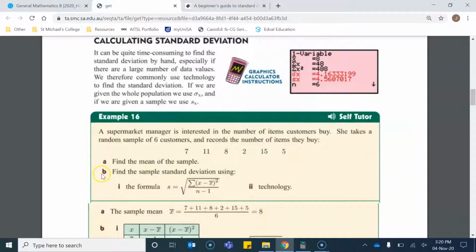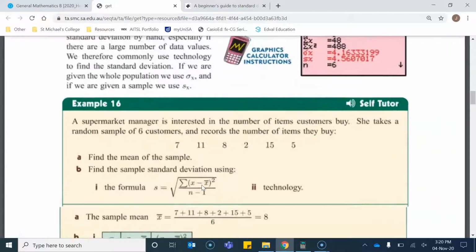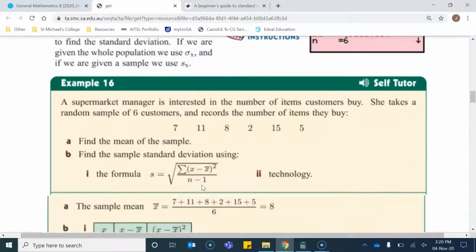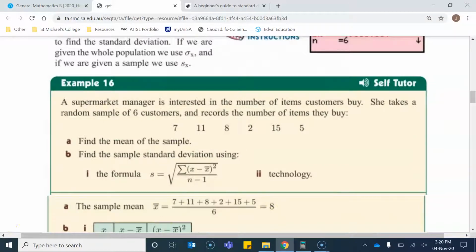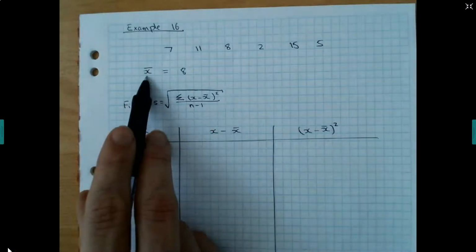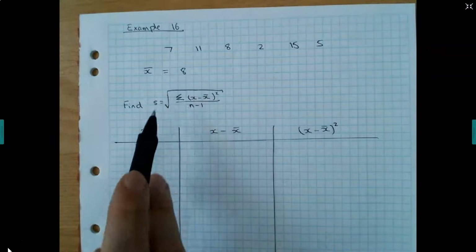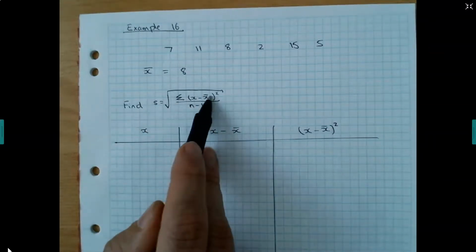This is the new part, to find the sample standard deviation using this formula. So again, this looks slightly complicated, but it's not too bad if you just bear with the process. So we've determined that the sample mean is 8. So I'll just quickly open up my document camera. Okay, so x bar, our sample mean, is 8. Now, we're trying to find this value.